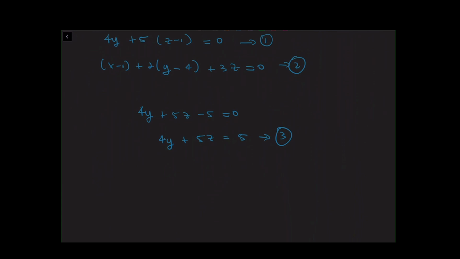For the second equation, I'm going to do the same thing. So I have x minus 1 plus 2y minus 8 plus 3z is equal to 0. So therefore, x plus 2y, -1 minus 8, that's -9, and then throw that on the next side, gives me +9. So this is equation number 4.